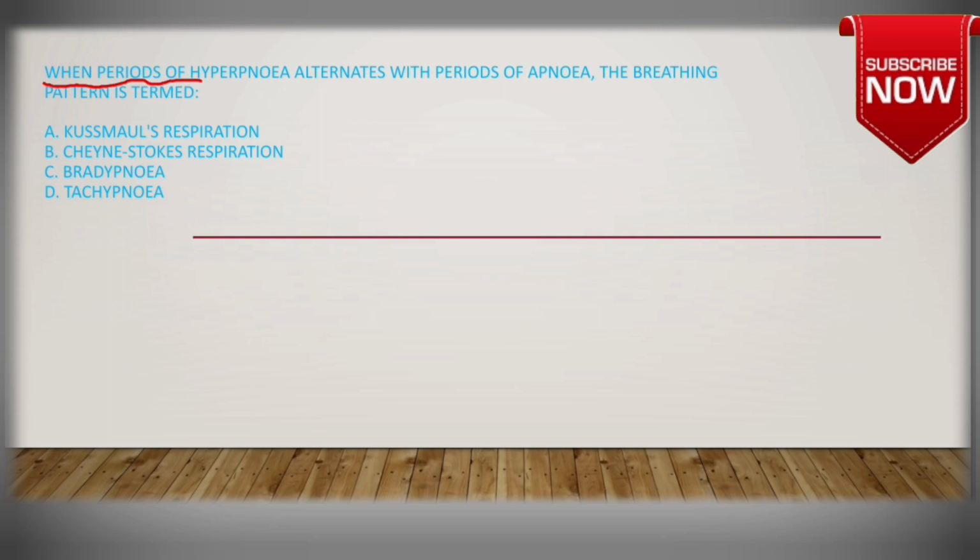When periods of hyperpnea alternate with periods of apnea, the breathing pattern is termed. Option A, Kussmaul's respiration. Option B, Cheyne-Stokes respiration. Option C, bradypnea. Option D, tachypnea.